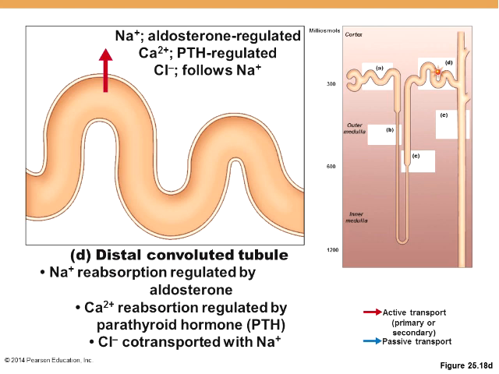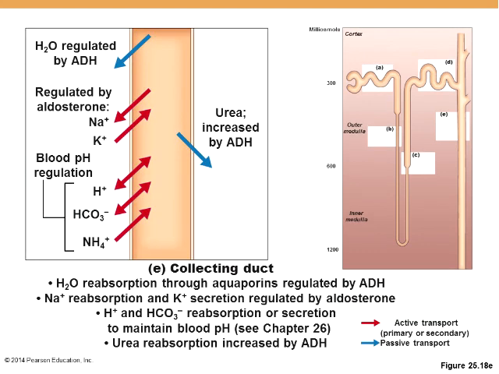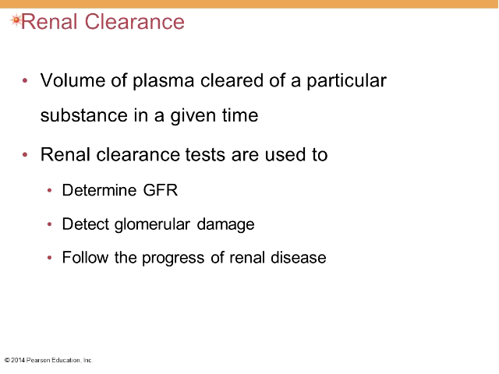At the D level, that's here in the distal convoluted tubule, sodium reabsorption is regulated by aldosterone, calcium reabsorption is regulated by the parathyroid hormone, and chloride is co-transported with sodium at this point. And then finally, what occurs in the collecting ducts here is water reabsorption through the aquaporins, regulated by ADH. Sodium reabsorption and potassium secretion are regulated by aldosterone. Hydrogen and bicarb reabsorption or secretion to maintain blood pH occurs here. And the urea redistribution is increased by ADH. So you're seeing the different things that happen at each of these sites as we go through.